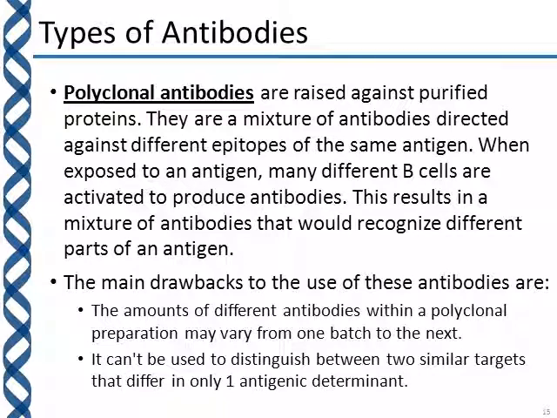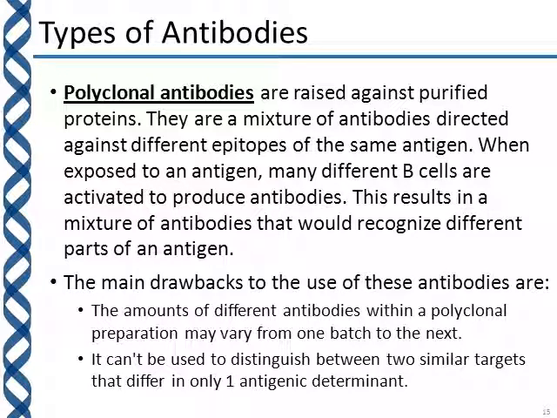So what are the types of antibodies? There are polyclonal antibodies. These are raised against purified proteins. They are a mixture of antibodies directed against different epitopes of the same antigen. When exposed to an antigen, many different B cells are activated to produce antibodies. This results in a mixture of antibodies that could recognize different parts of an antigen.